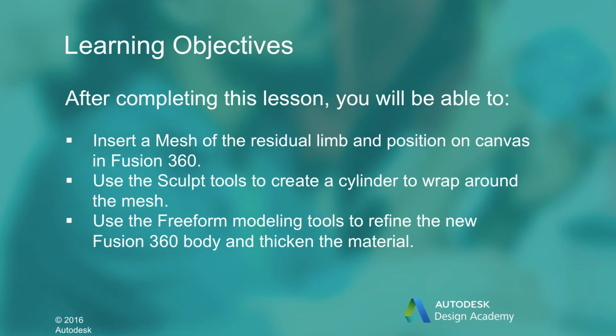After completing this lesson, you'll be able to insert a mesh of the residual limb and position it correctly on the canvas. You'll be able to use the sculpt tools to create a cylinder to wrap around the mesh, and use the freeform modelling tools to refine the new Fusion 360 body and thicken the material.